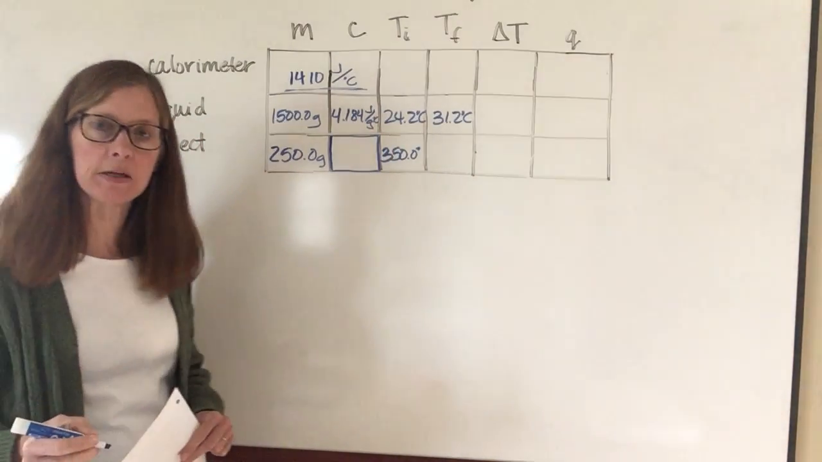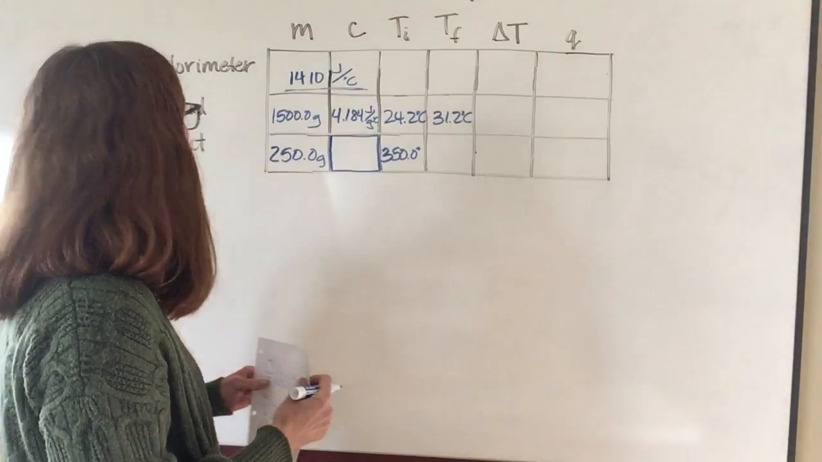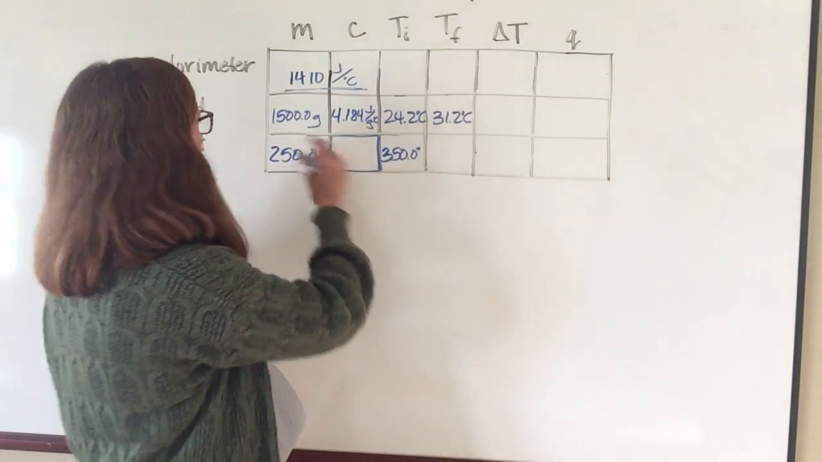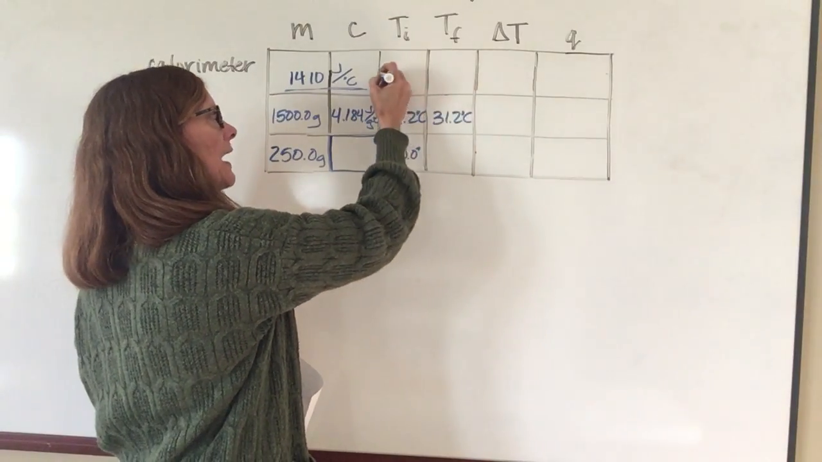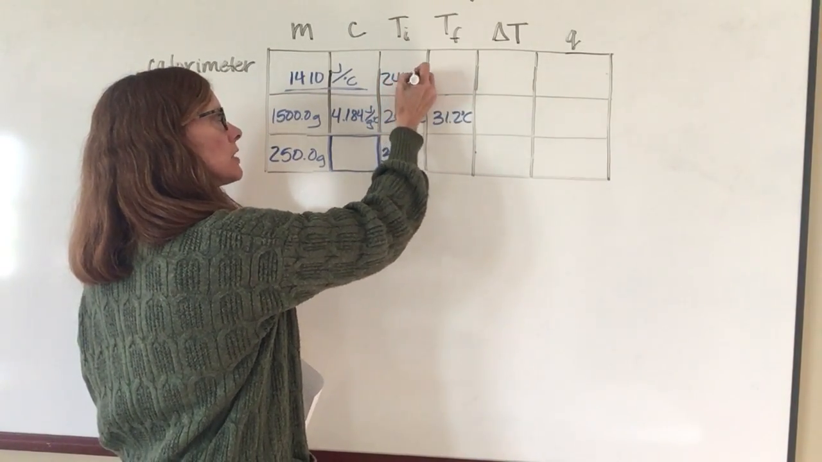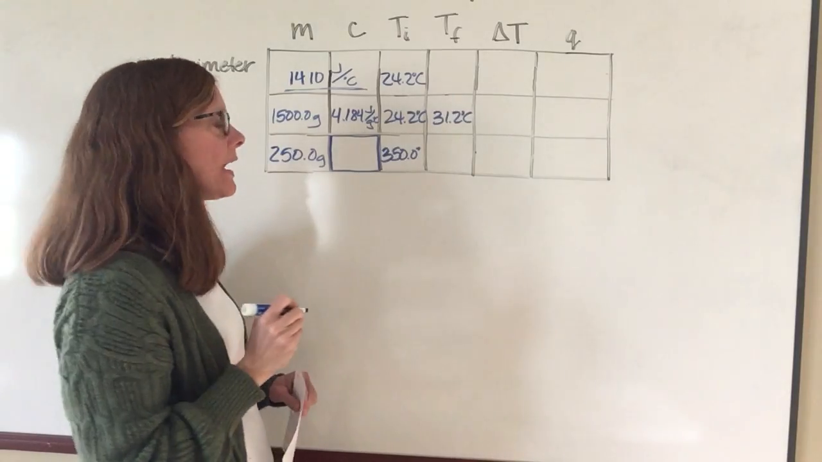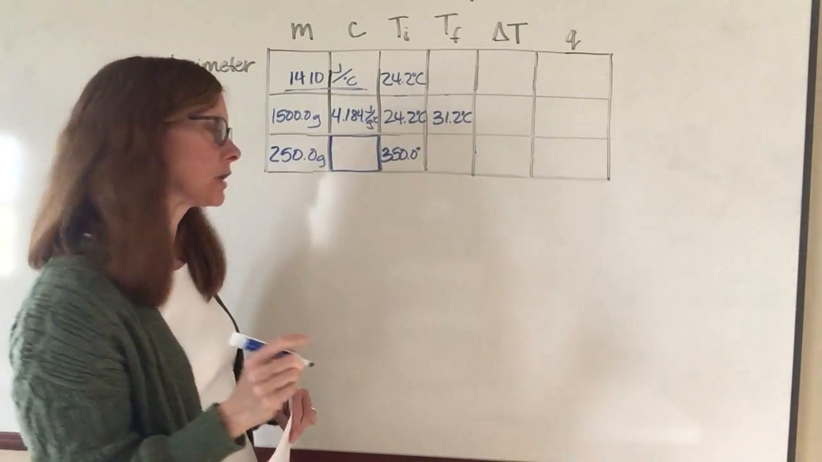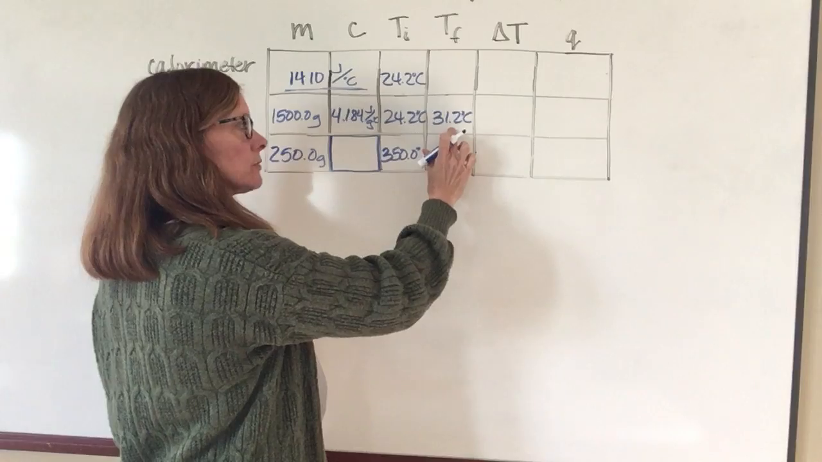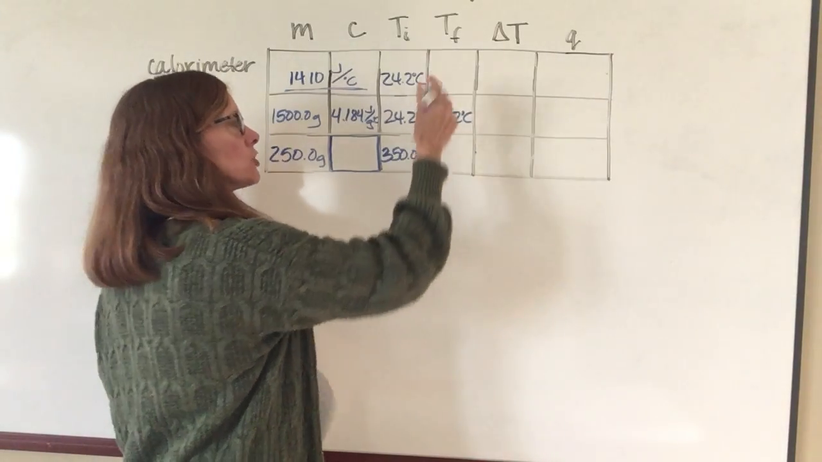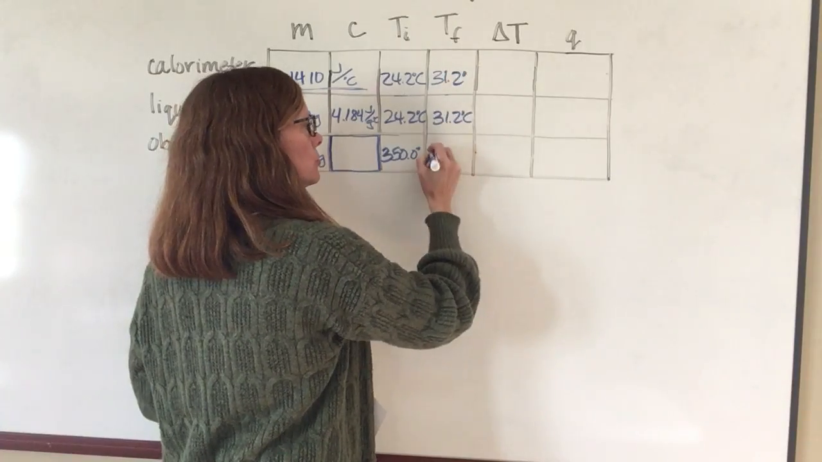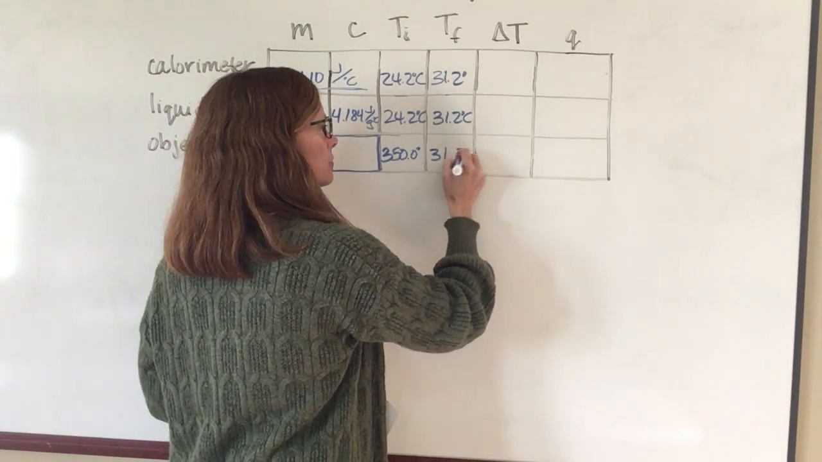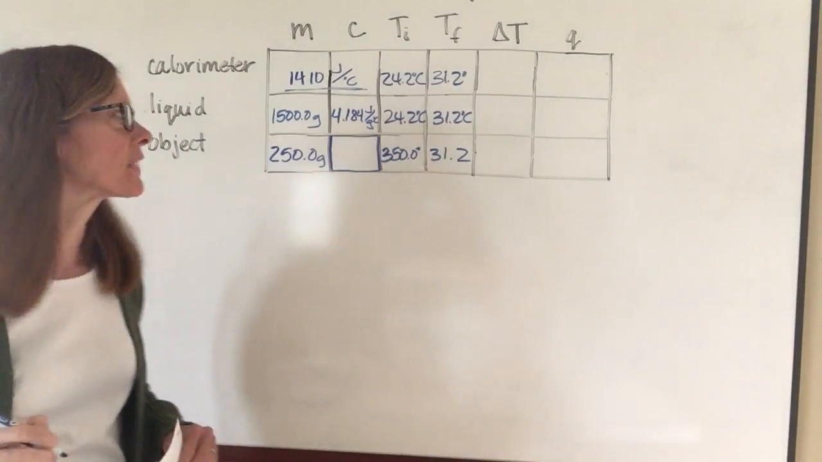And I have a lot of empty boxes, so what am I going to fill in here? Well, the liquid is inside the calorimeter, so it's going to have the same initial temperature as the water. And we talked before when we did calorimetry problems that whatever the final temperature is, it's the final temperature for everything. So this is going to be 31.2, and this will also be 31.2, okay?